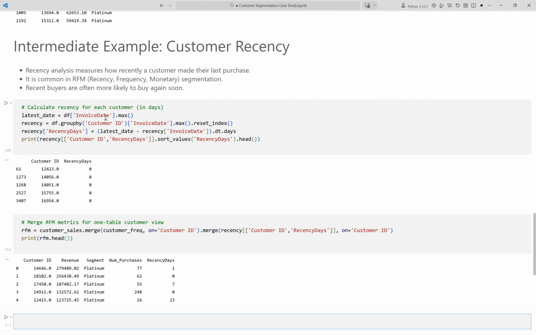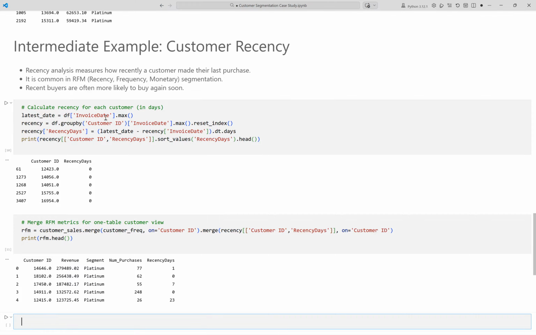Notice how customers with very low recency days, like 0 or 1, still have high purchase counts and revenue, highlighting the importance of recent buyers in your segmentation. This unified view enables targeted marketing based on who purchased most recently as well as their overall value and frequency. Practice: calculate the average recency across all customers.